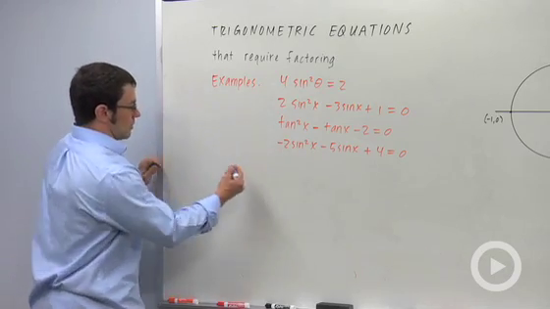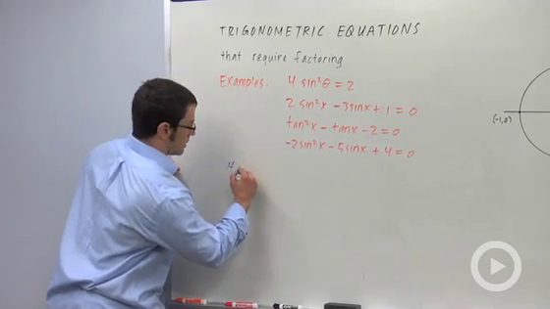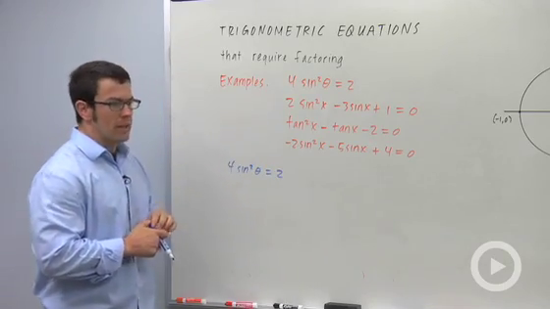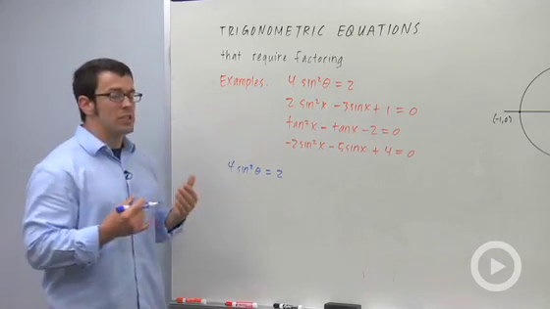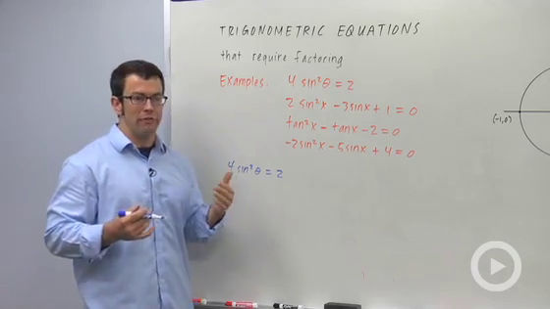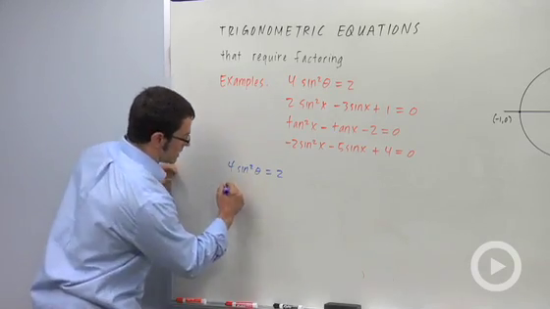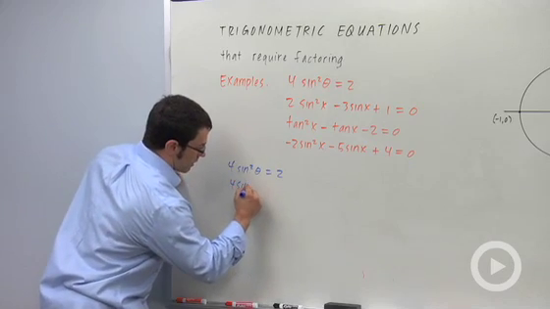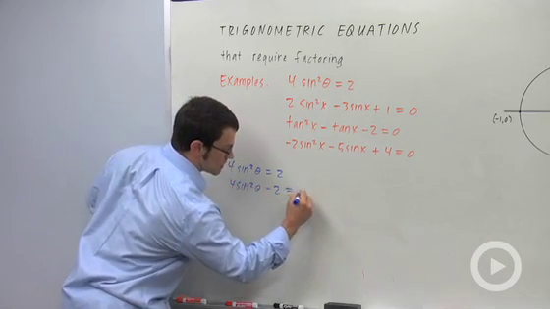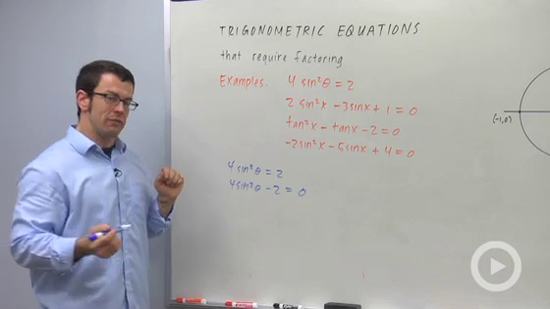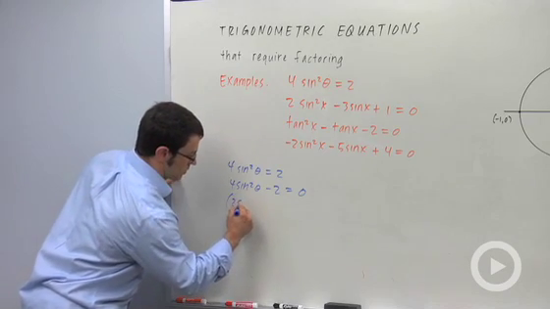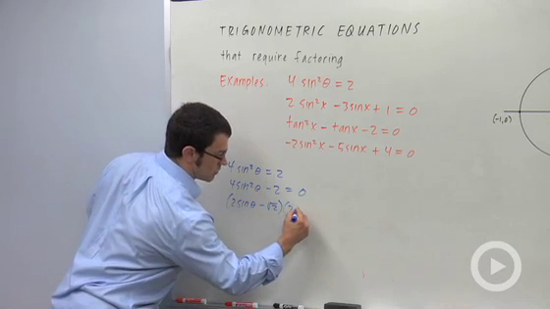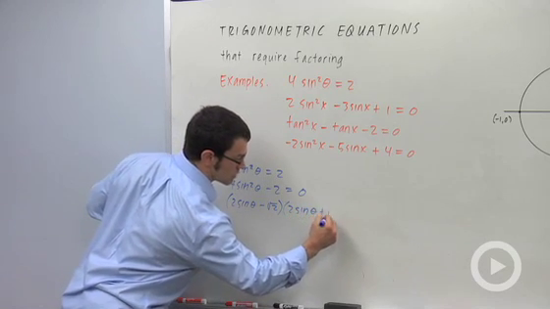Let's start with an example. Let's do the first one: 4 sine squared theta equals 2. Like I said, these equations require factoring, and the reason we factor is to reveal what the simpler trig equations that are hiding inside are. We have 4 sine squared theta minus 2 equals 0, and we can factor that as a difference of squares: 2 sine theta minus root 2, 2 sine theta plus root 2.